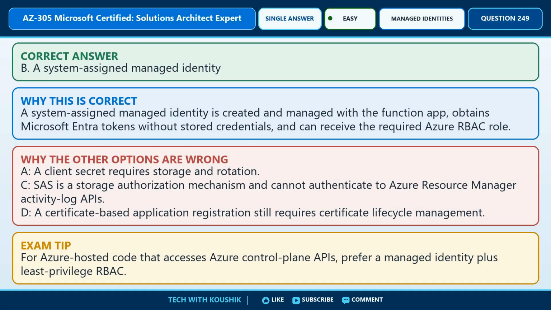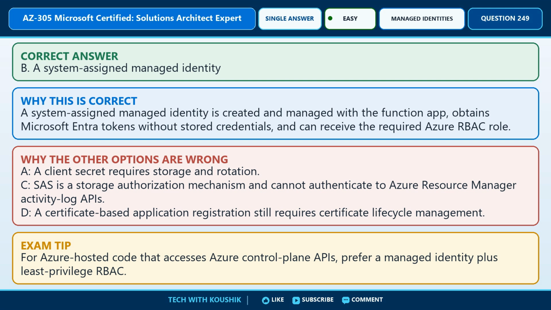The best answer is option B, a system-assigned managed identity. This is correct because a system-assigned managed identity is created and managed with the function app, obtains Microsoft Entra tokens without stored credentials, and can receive the required Azure RBAC role.